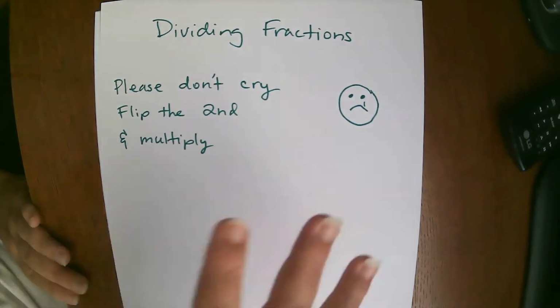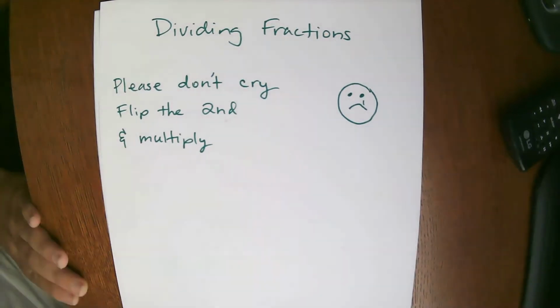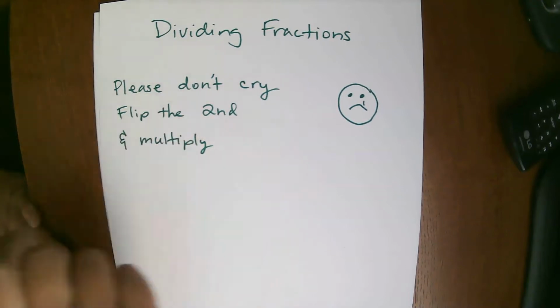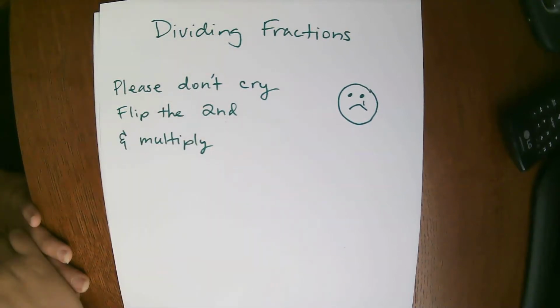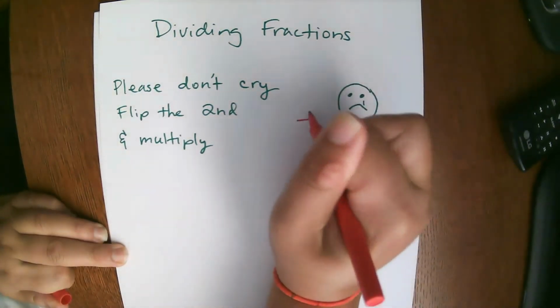Okay, so we always want to create visual cues for things that we want to remember. Even if they're silly, they still work. So go ahead and write this down. Put it on your paper. You're going to be writing it on the test. You're going to be writing it on quizzes. You are going to be taking it everywhere you go. So this only works for dividing fractions. Please don't cry. Flip the second and multiply. I'm going to show you how that works in a minute.